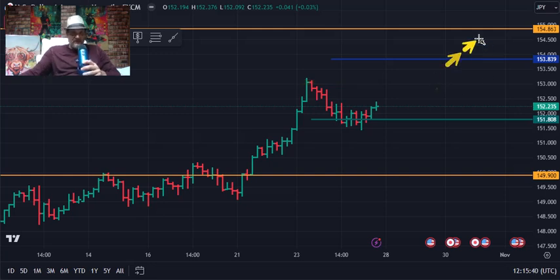If it breaks 154.86 for whatever reason, the next level is like 155.45. And again, we're going to be doing the weeklies, so you've got to follow the weeklies.